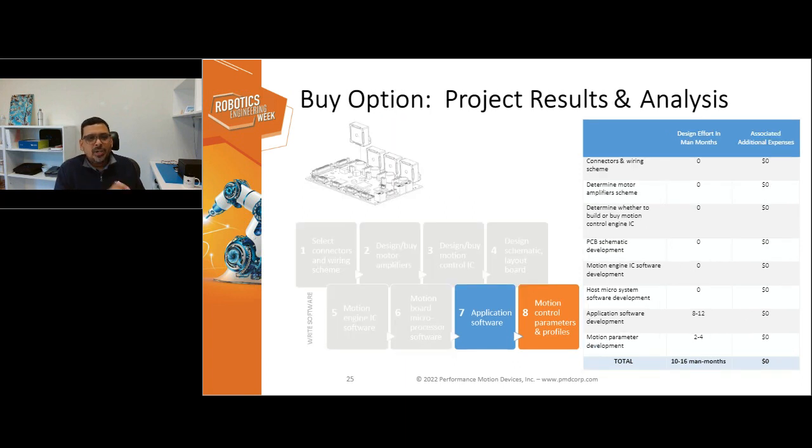In the buy option, as the graphic shows, it's a card we sell. It's a 4-axis machine controller card. It's a Prodigy card that has 4-axis of our Magellan chipset and 4 amplifiers. So in this case, there's no hardware development per se, right? You're mainly working on application software and the motion control parameters and tuning of your motors. And the cost here is 10 to 16 man-months of design effort on the software side, and there's no additional expense on your side for the design.